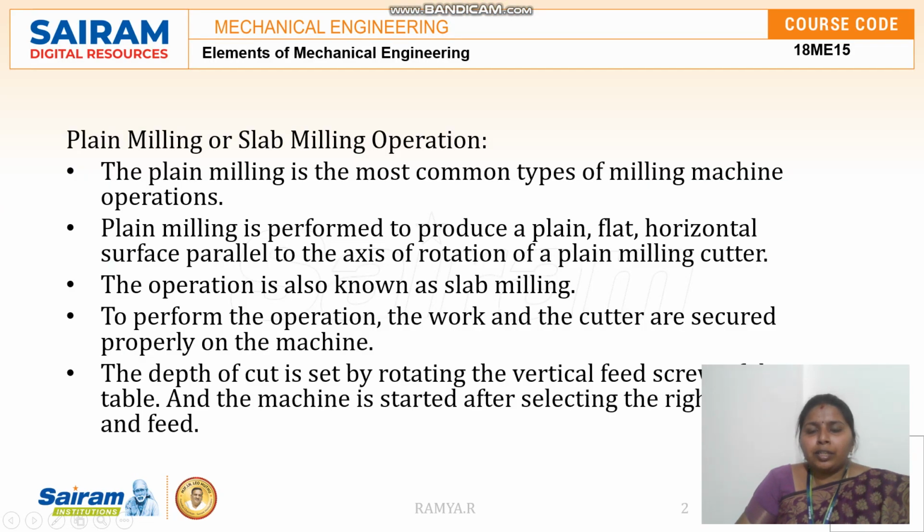Initially, if there is a machine, it is used to do some process, and there can be different processes, so different operations can be done. Here we can see what operations can be done with the help of this milling machine.